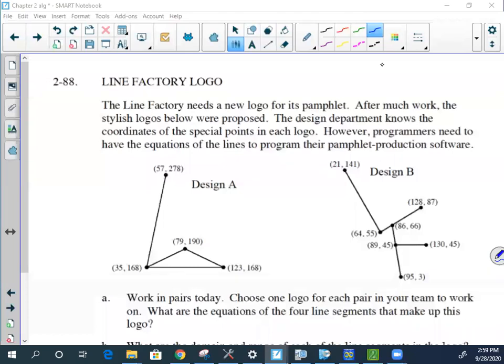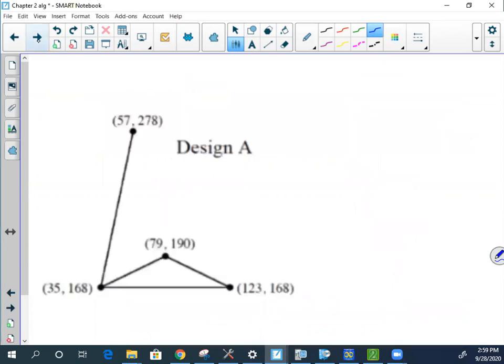If we look at 288, we're going to look at design A, and we're going to try to come up with the equations for those 4 lines. So I'm going to go to a different slide that's got just design A on it. We are going to do 2 lines together, and then I want you to complete 2 lines on your own. We'll do this green line first.